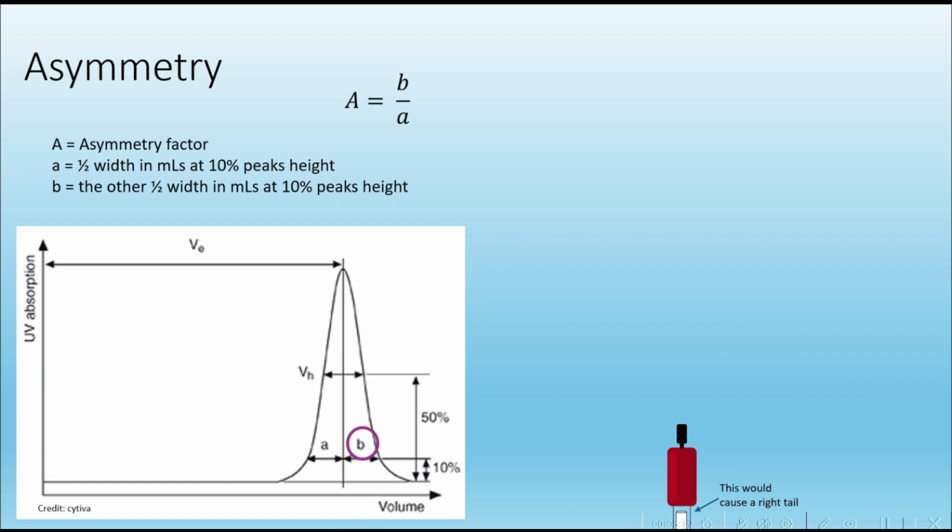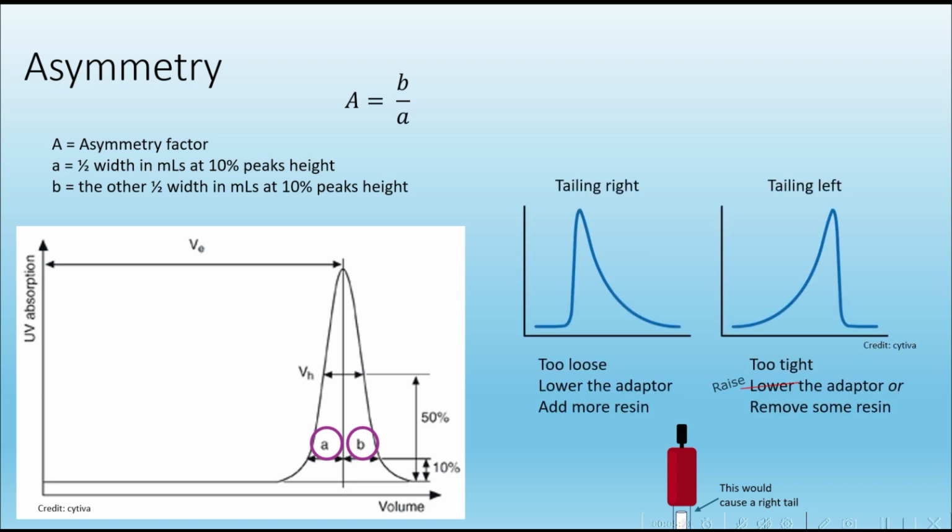Asymmetry can tell you a lot about what is going on. For example, if the peak is tailing to the right, then the resin is likely too loose or the adapter is too high. If it is tailing to the left, the column is likely packed too tightly.